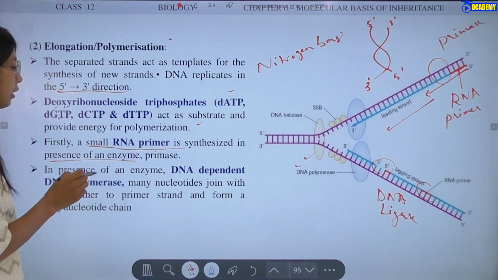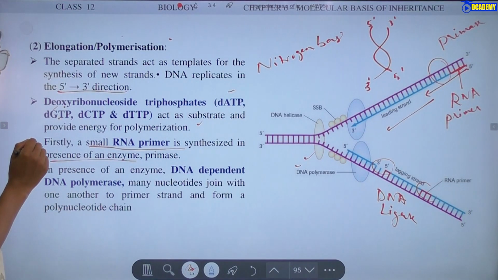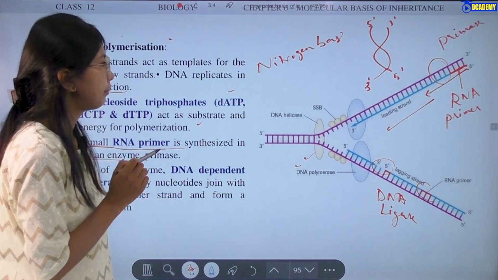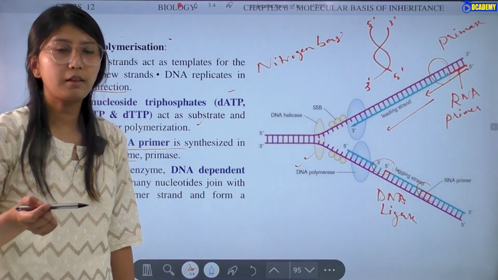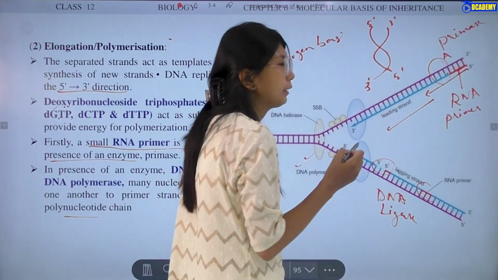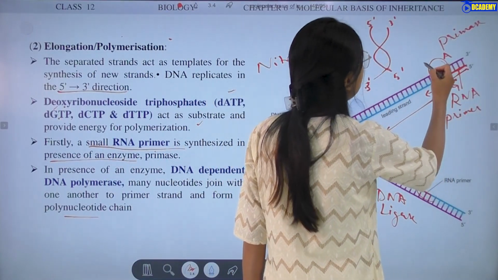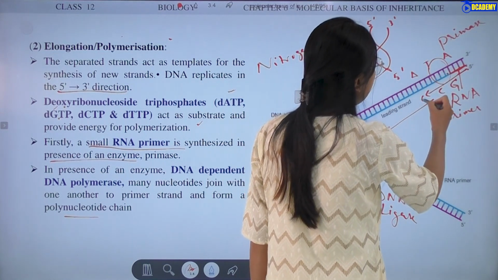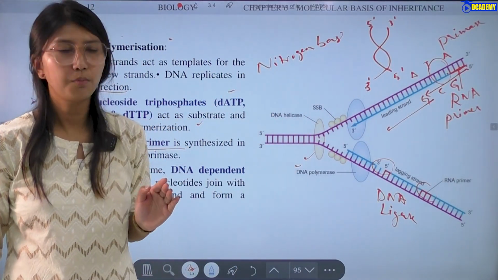Then in the presence of an enzyme, DNA dependent DNA polymerase, many nucleotides join with one another to form the primer strand and form a polynucleotide. DNA polymerase then builds the complementary strand: opposite adenine comes T, opposite guanine comes C, opposite T comes A, opposite C comes G, by the DNA polymerase.